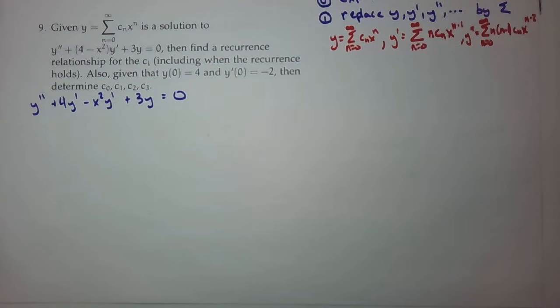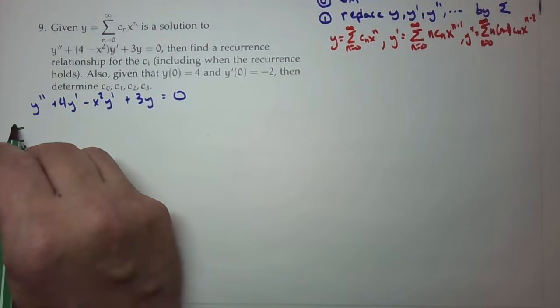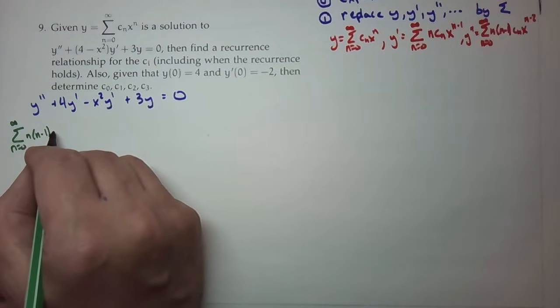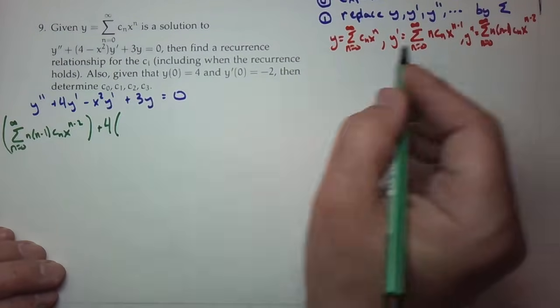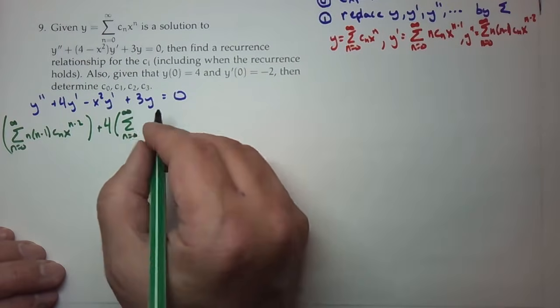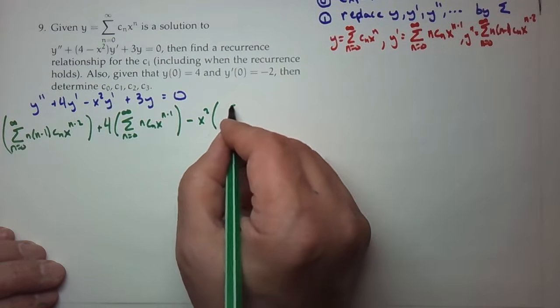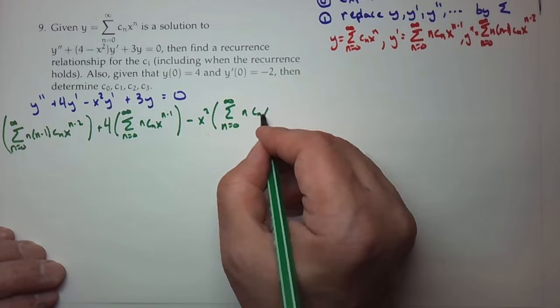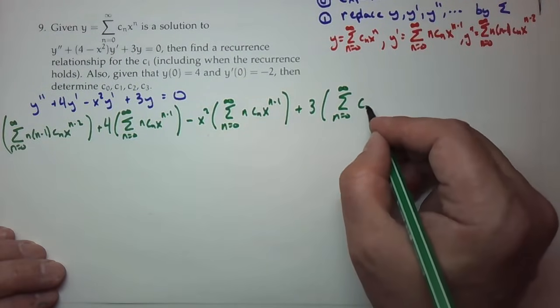You can, but there are some times when you say, let me hold off and see if I want to. Because if you have powers of x in front, you might be like, I don't think I want to do that. Okay, so now what does that say we have? For y double prime, we'll have the sum n equals 0 to infinity of n times n minus 1 Cn x to the n minus 2, plus 4, we put in the y prime, sum n equals 0 to infinity n Cn x to the n minus 1, minus x squared, sum n equals 0 to infinity n Cn x to the n minus 1, plus 3, sum n equals 0 to infinity of Cn x to the n.